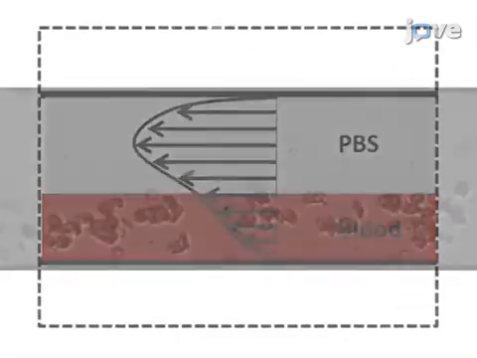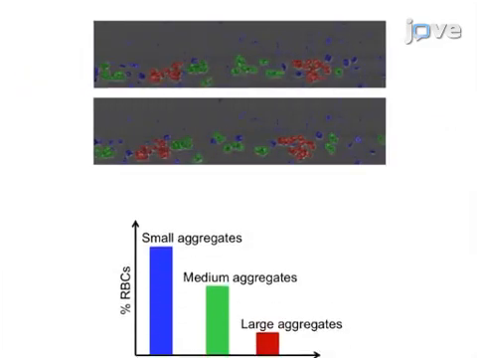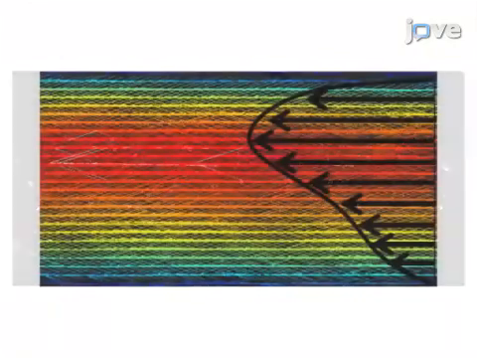The second step is to visualize and record the flow with a high-speed camera. Next, use image processing techniques to process the recording and obtain an average aggregate size and the aggregate size distribution in the microchannel. The final step is to determine the blood velocity by following the displacement of fluorescent particles injected in the microchannel between two consecutive frames.